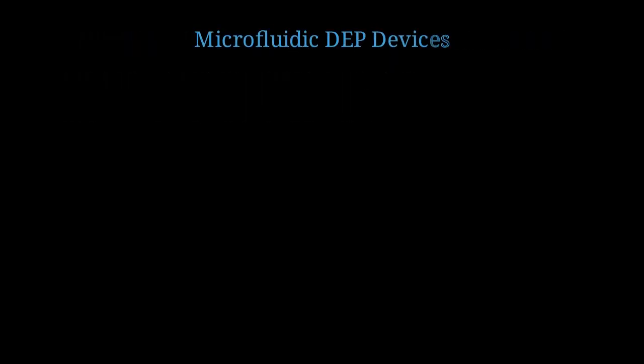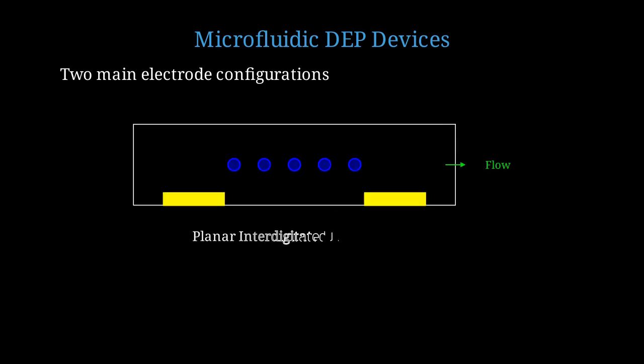Now let's talk about how we implement dielectrophoresis in microfluidic channels. The design of the electrodes is crucial. There are 2 main electrode configurations used in microfluidic DEP, planar electrodes and 3-dimensional electrodes. Planar interdigitated electrodes are deposited on the bottom of the channel. They create a non-uniform field that extends into the fluid. Particles experiencing negative DEP are levitated away from the electrodes.